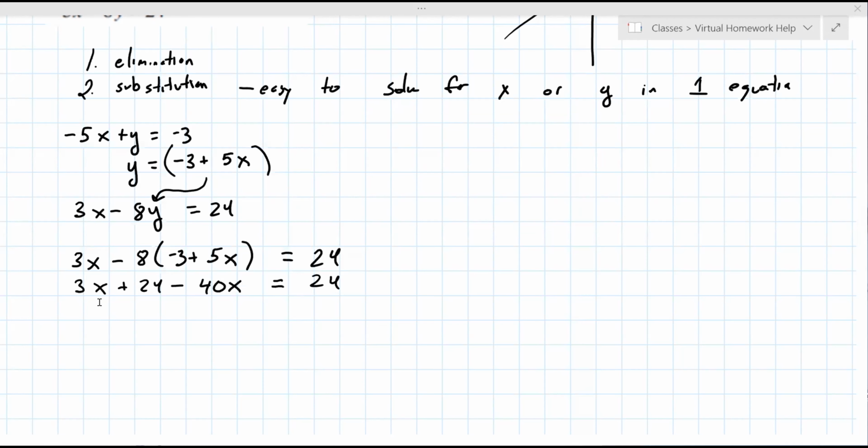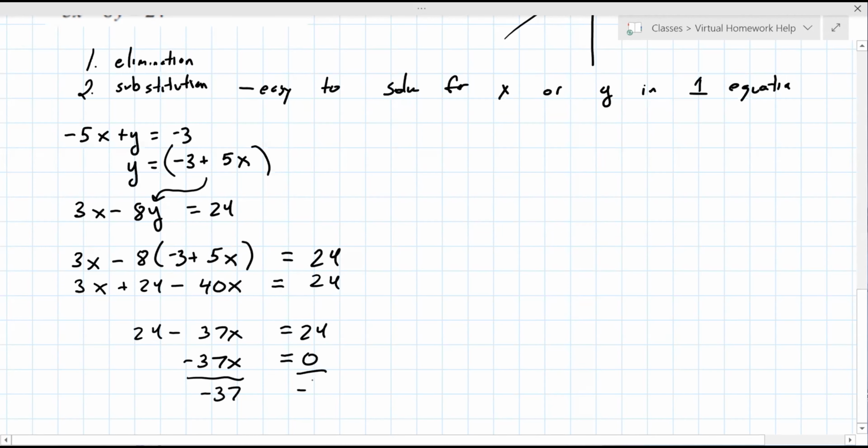Next, we can combine like terms, this 3x and this minus 40x. So this is minus 37x: 24 minus 37x equals 24. If you subtract 24 from both sides, you get minus 37x equals 0. This does not mean that there's not a solution, because you can divide both sides by minus 37, and you find that x is 0.